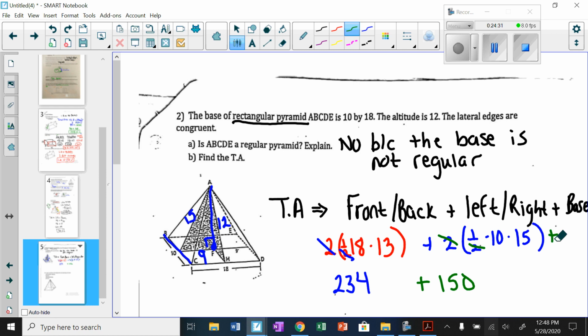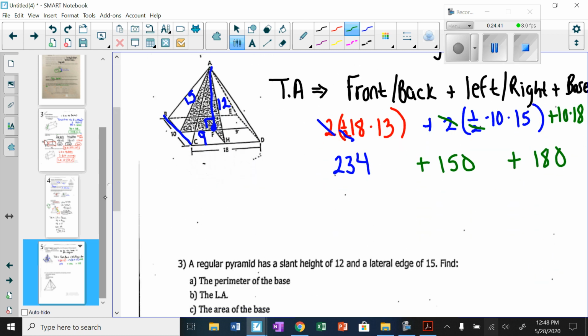And now we need the area of the base, which is just a rectangle. So that's 10 times 18, base times height. So plus 180. If you add these all up, we are going to get 564 units squared.